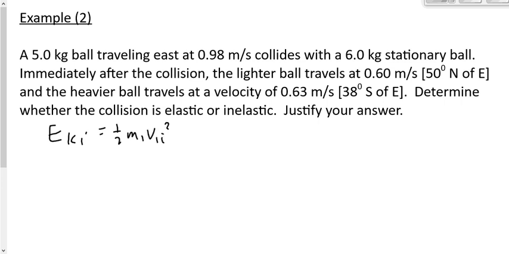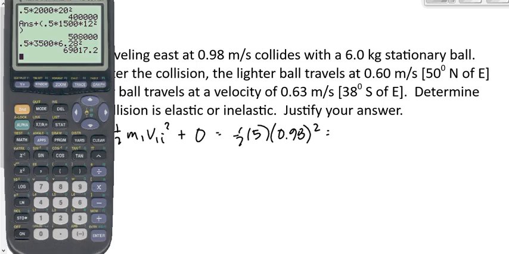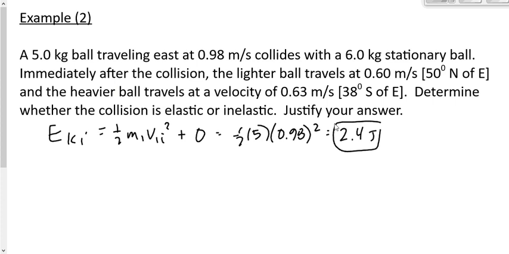Now, at the risk of messing this up again like I did the last question, I'm going to set the initial kinetic energy of the second one equal to 0, because it is at rest. So we're going to say 1/2 of 5 times 0.98 squared. That's it. The initial kinetic energy is going to be 2.4 to 2 digits, 2.4 joules. And we're going to find the final kinetic energy.